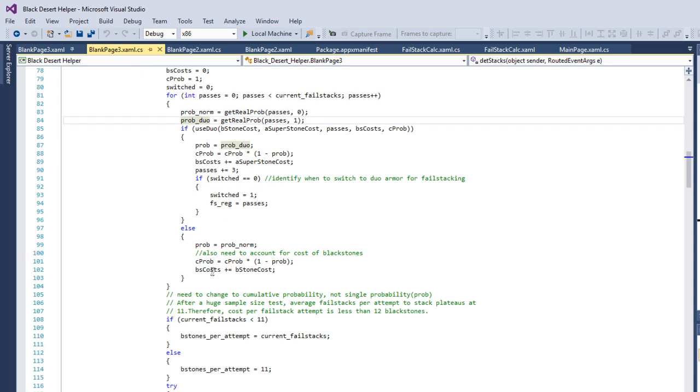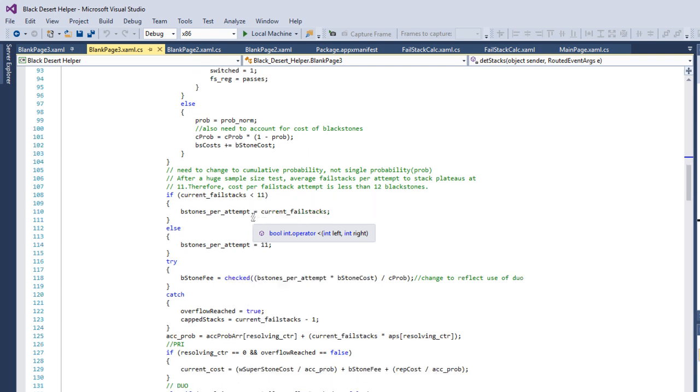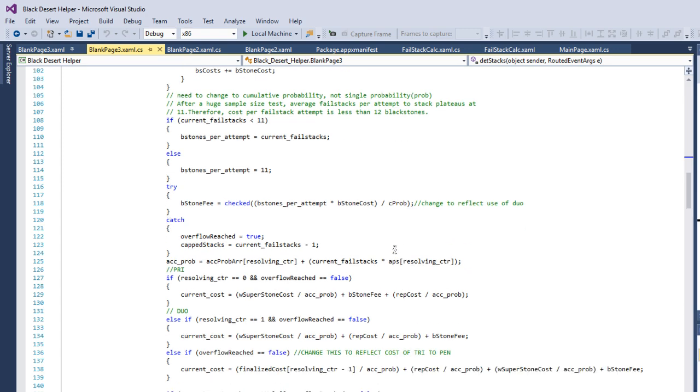And then after it gets through that, basically what I have here is I calculated that on average, if you're going for an infinite amount of fail stacks, you on average don't use more than 11 or so Blackstones, so I capped it at that. There might be a more effective way to do this, but I mathematically could not figure it out, so this is the most accurate thing I could think of. And anyway, it calculates the cost of failstacking, also known as B-stone fee, as the number of Blackstones per attempt times the cost of Blackstones divided by the cumulative probability.